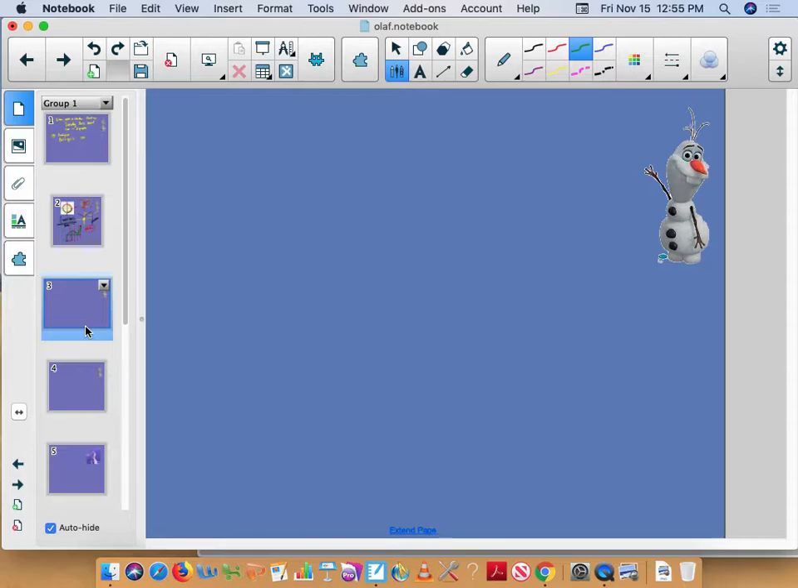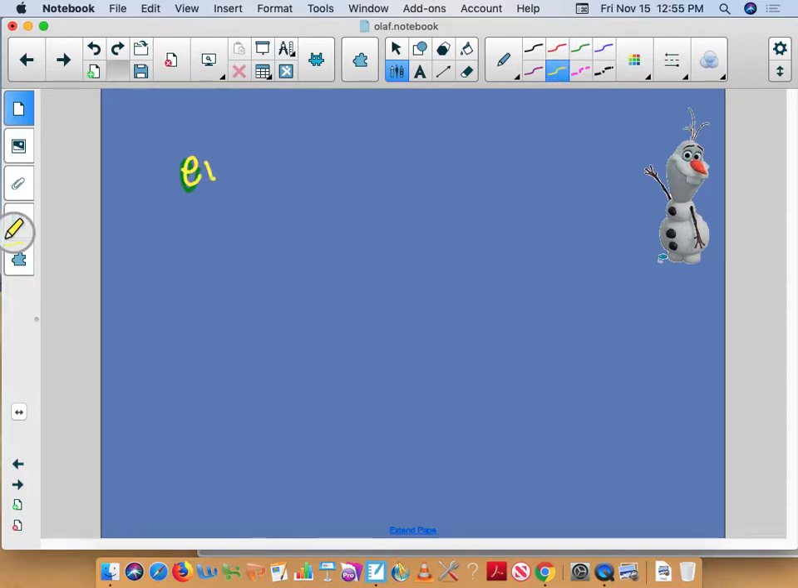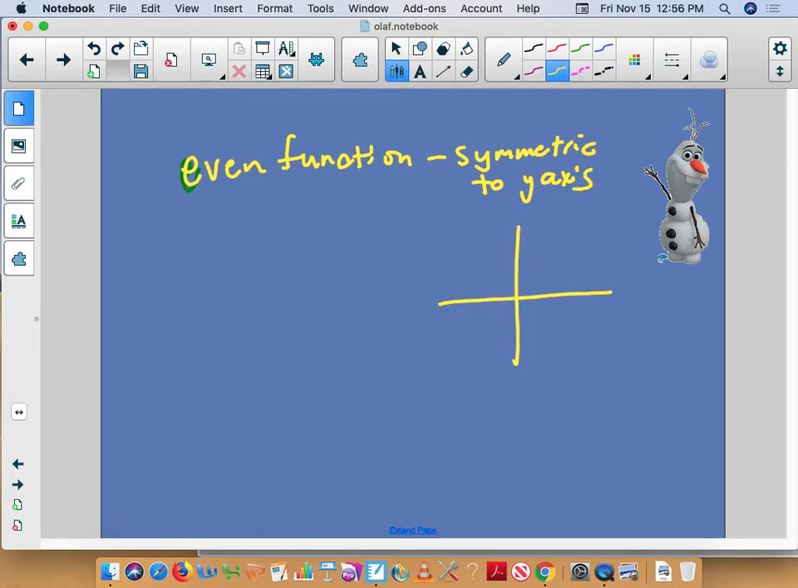So an even function, there's lots of things that have symmetry. But if it's an even function, it has to be symmetric to the y-axis. So let's write that down. An even function. There's two key words here, and there's only two words there, okay? Even and function. Even means it's evenly distributed. It's symmetric to the y-axis. And it doesn't even have to touch the y-axis.